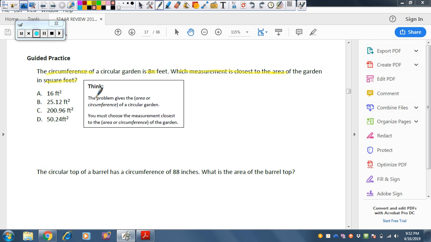Right, it's asking you for the area. It's giving you the circumference. It says what is closest to the area. So you need the area formula. Now the numbers we know that pi is 3.14, and you know I'm lazy, so I'm using 3. What is the radius?